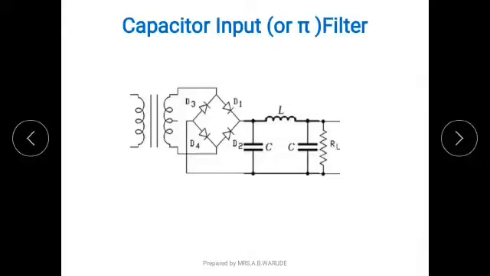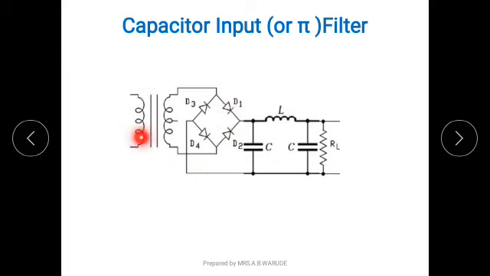After watching this video, you will be able to understand how to connect the capacitor input filter, that is the pi filter, and how it works. Now we start the capacitor input filter, which is also called the pi filter. In the last videos, we already completed the series inductor filter and choke filter, and now we study the capacitor input filter.